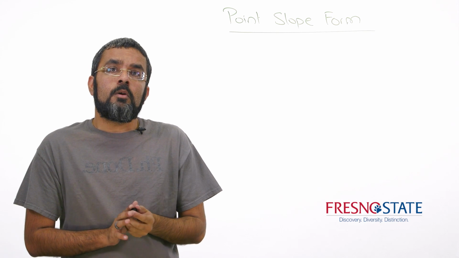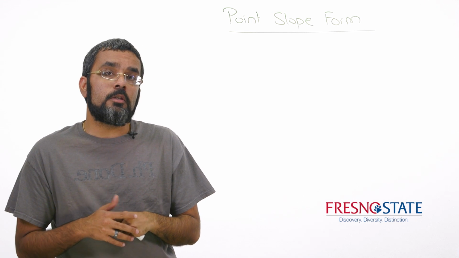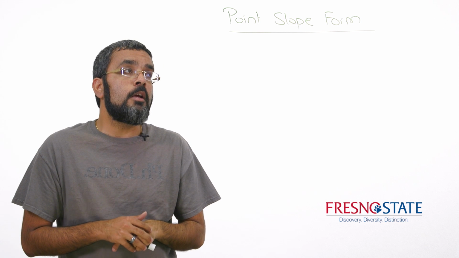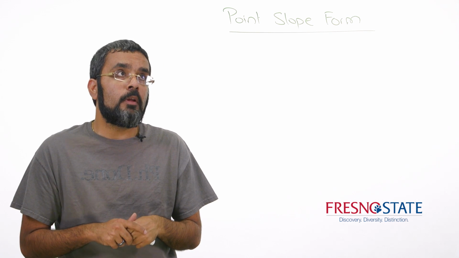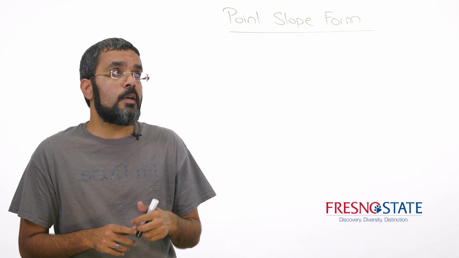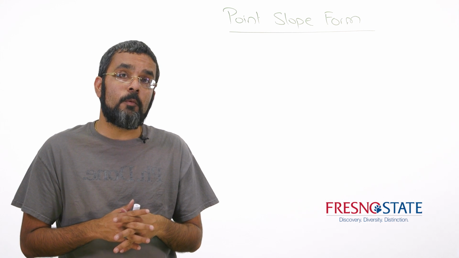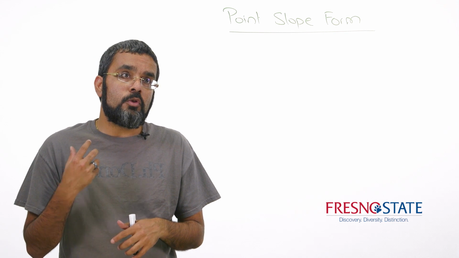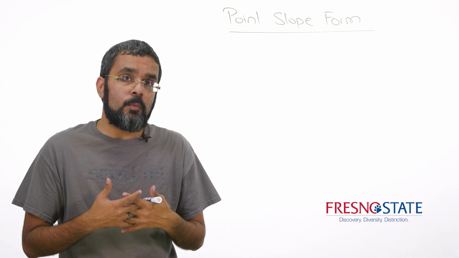Okay, so just like we looked at equations for circles, we also have equations for lines, right? So how do we write the equation of a line? Now, one of the equations we have is called the point slope form. So to get the equation of any line, we need to know the slope.